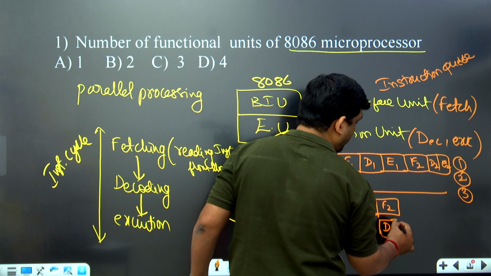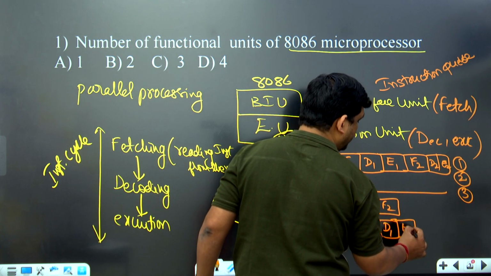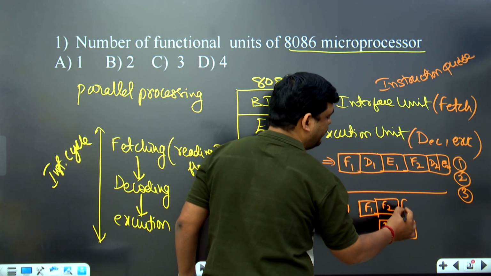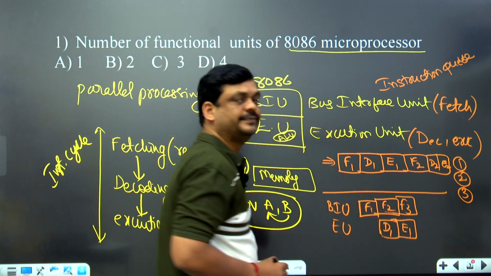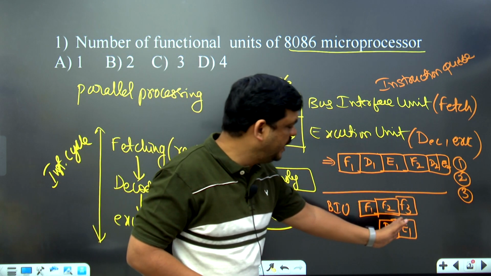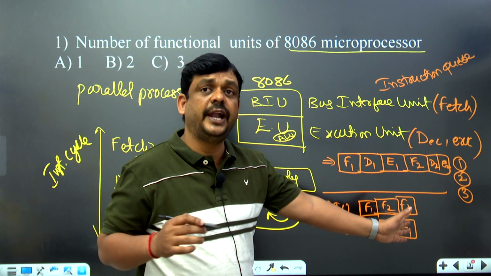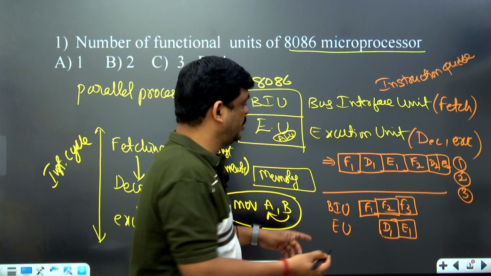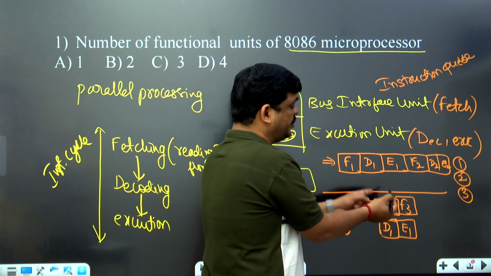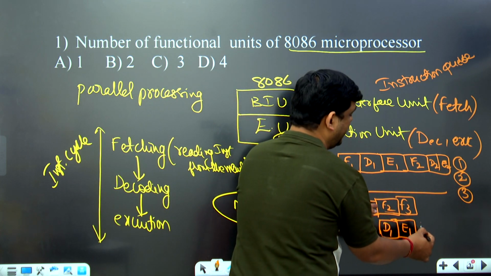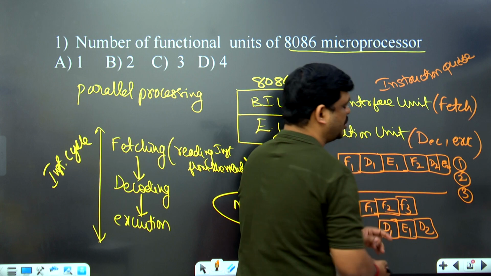Then after the decoding operation, it performs one more operation, that is execution. At the same time, it fetches the third instruction, right? So now here, the first instruction is completed. Execution process completed. Later it has to decode the second instruction. Since the fetching operation is already completed, it immediately starts decoding the second instruction.